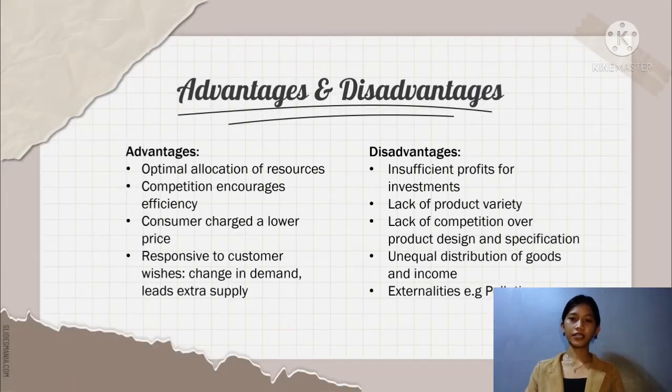These are the advantages and disadvantages of pure competition. The first advantage of pure competition is optimal allocation of resources. When the allocation of resources is optimal, this means that under no circumstances are too many or too few resources being used. As a result, the output produced by the company is created as efficiently as possible.